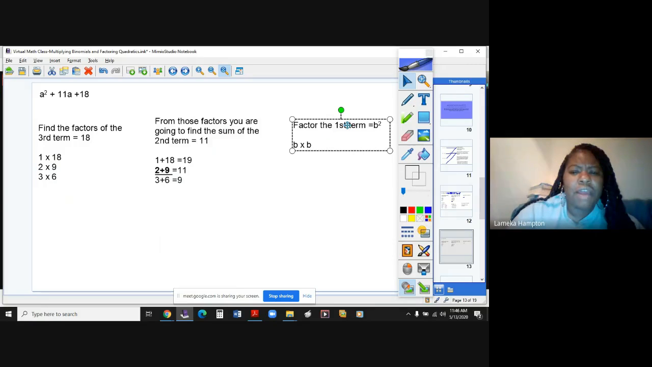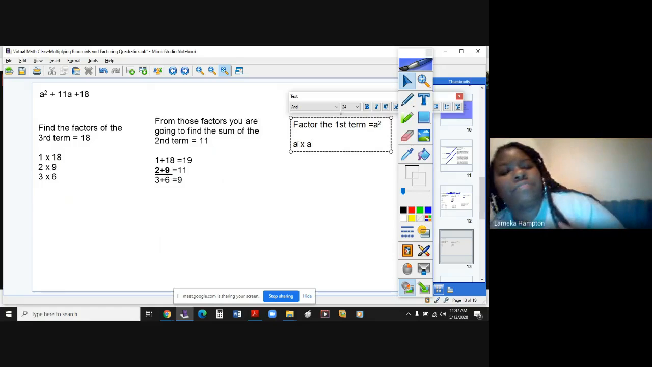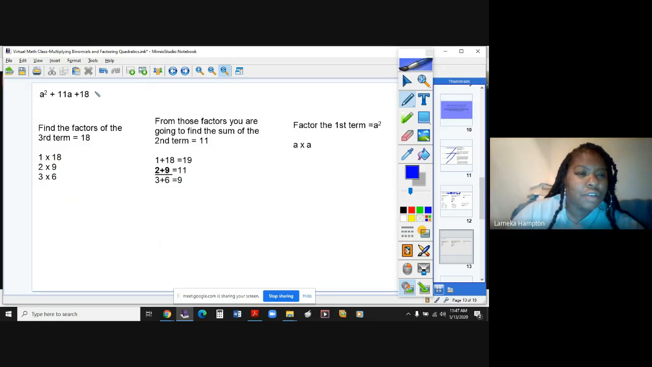All right. And then my last step, it says factor the first term. And my first term is just simply A. I'm just going to change the letter. And I'm going to break it down by A times. So my final answer, when I do all of that, okay, is as follows. It is A plus 2 times A plus 9.